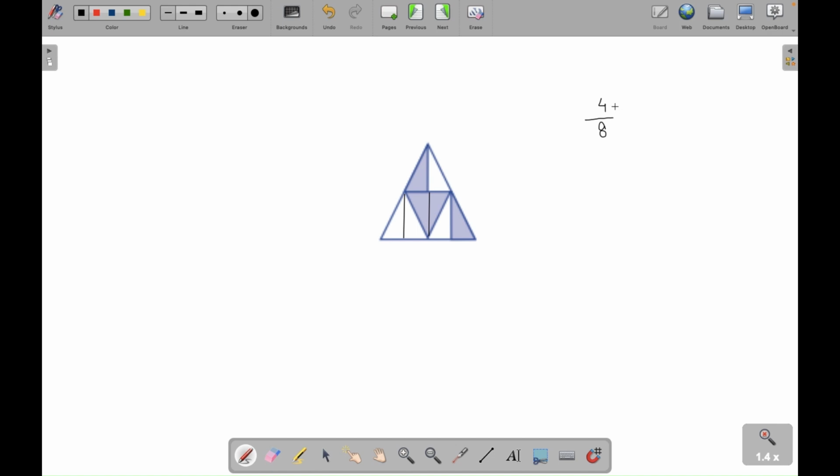Again, they both have something in common. So 4 divided by 4 and 8 divided by 4. So 4 divided by 4 is 1, 8 divided by 4 is 2. Okay, so again, half of this figure is shaded.